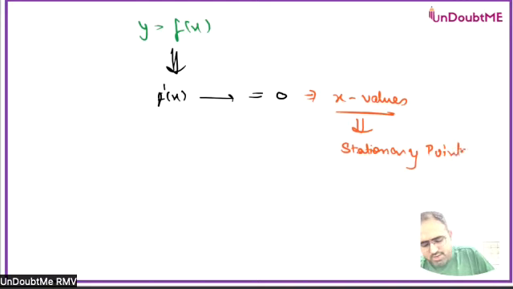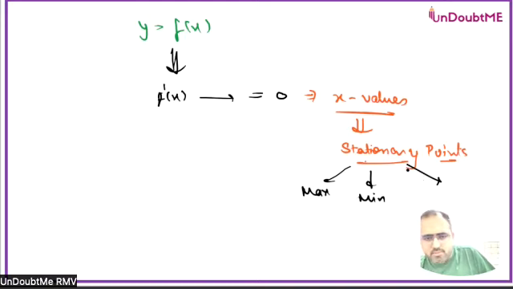Stationary points by definition are the ones where dy by dx is 0. Stationary means they are not moving. There is no change in dy over dx. There is no change in y over x. So that's why we call them stationary. Maximum and minimum are stationary points? Yeah, they are among the stationary points. So stationary points are also of 3 types. One will be point of maximum, one will be point of minimum, and the other one is neither of them.